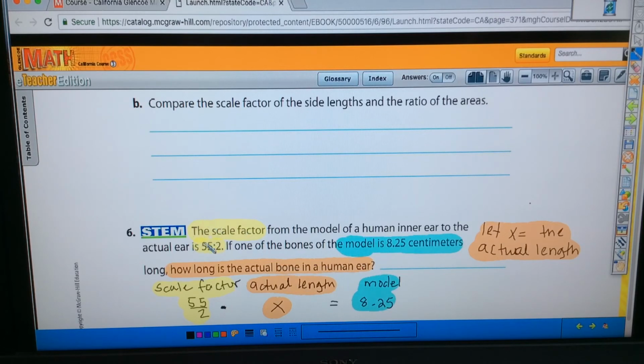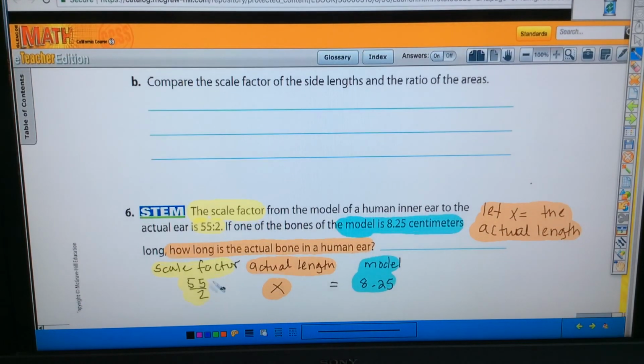So we have some stuff here. We have the scale factor. We have the dilation, this is the dilated, and we have the original, which we don't know. I said let it be X. Let X be the actual length. Okay, so here's your structure. Take your scale factor, multiply it by the actual length, and that's going to give you the length in the model, which we know is 8.25.